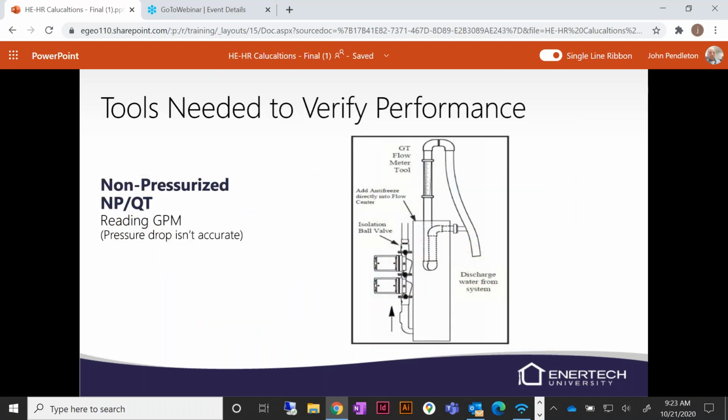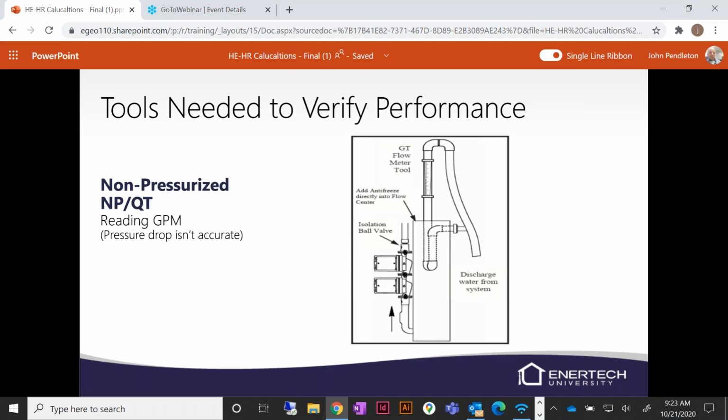Some tools needed to verify performance on a non-pressurized system. Now, the NP series, the newest composite cabinet, non-pressurized flow center: with that flow center, the pressure drop is accurate and you can use it for flow. If you've got the older QT style non-pressurized flow center, it's kind of a white cabinet. That one you have to have a flow meter to establish your flow.